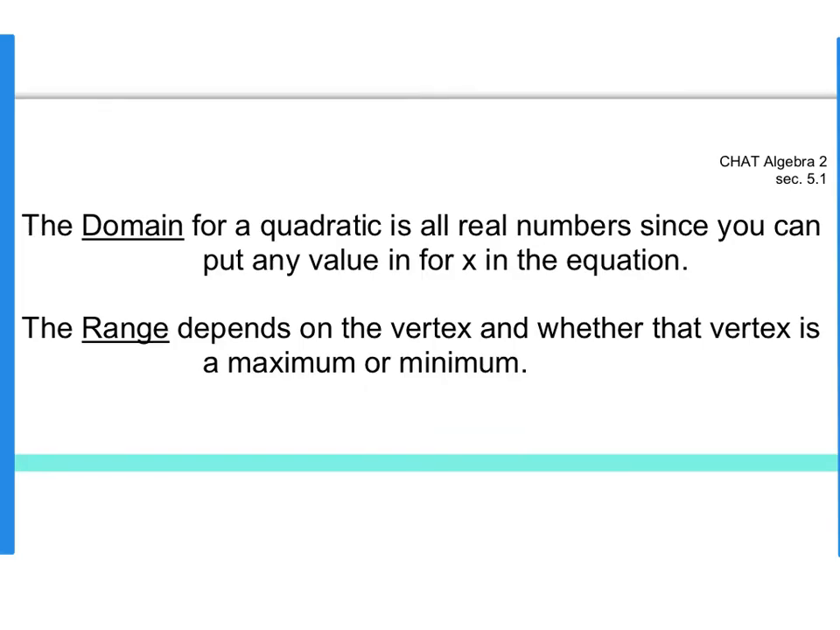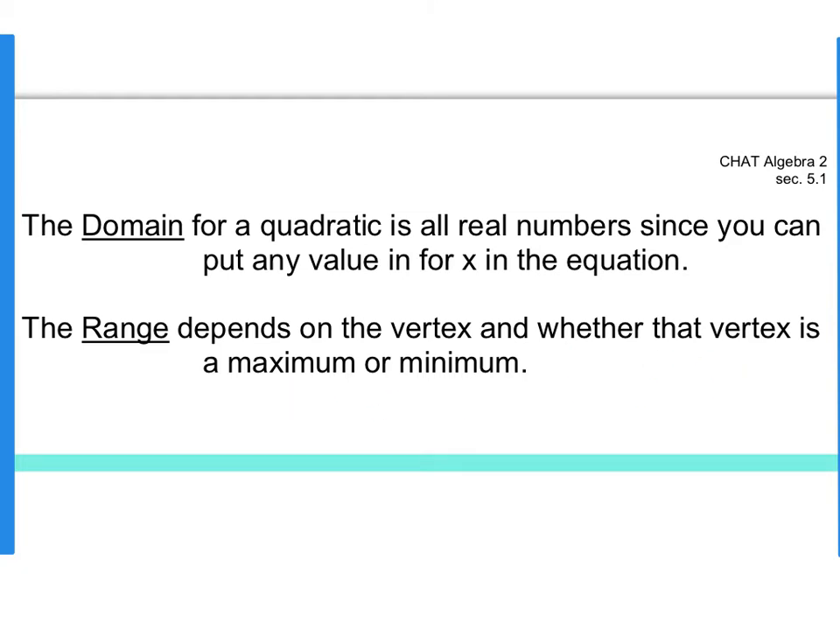We've already talked about domain and range this year. Remember that the domain is the set of all x values and the range is the set of all y values. For a quadratic, the domain is going to be all real numbers, because you can put any value you want into x for that equation. The range is the set of numbers that come out, and that's going to depend on the vertex and whether the vertex is a max or min.